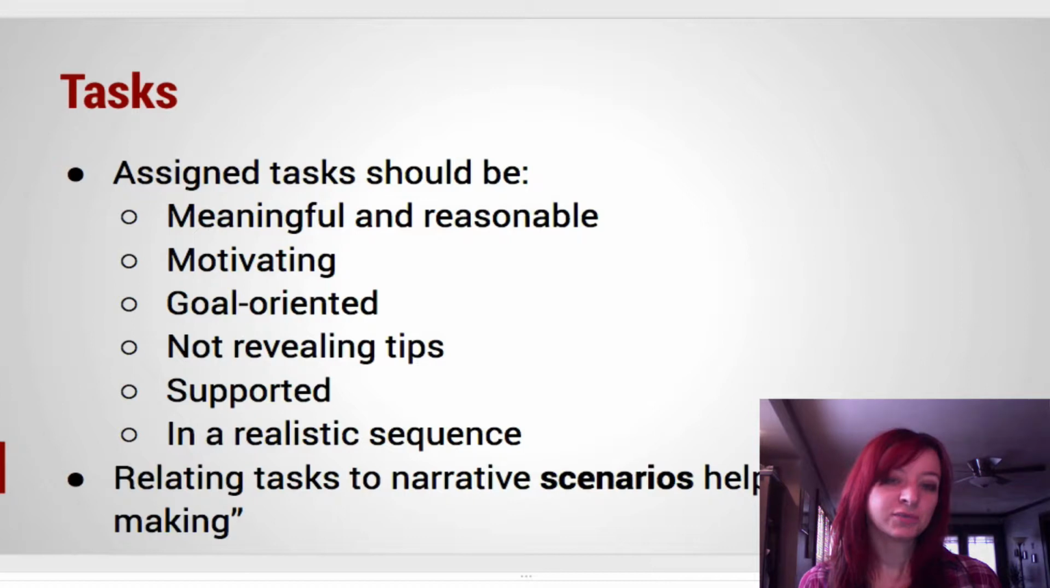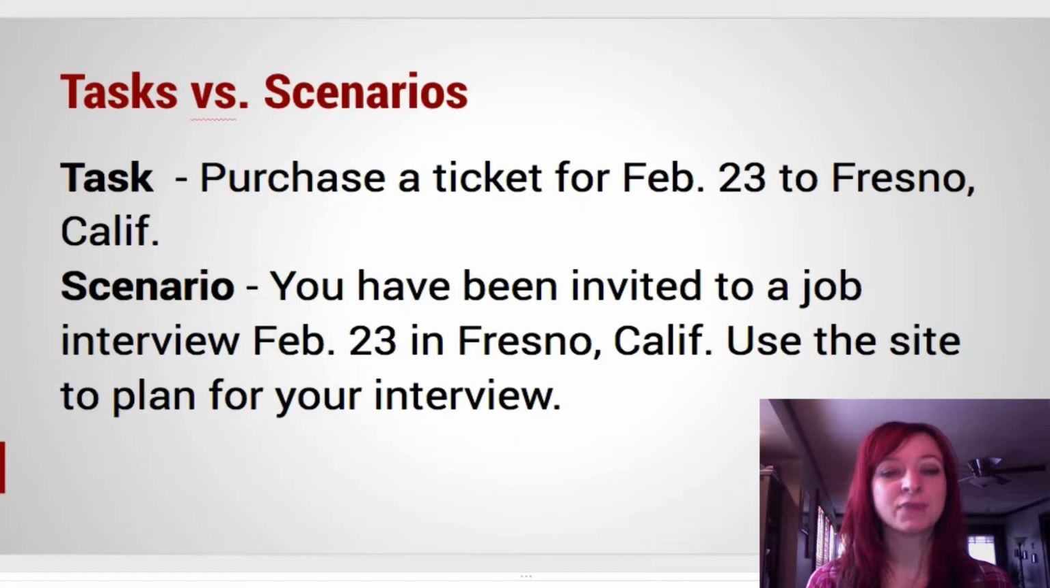One thing that you can do to aid in these task sessions is relate the tasks to narrative scenarios. Now, this is actually a different protocol. This would be a scenario-based test instead of a task-based test. But you can do this if you want to do a usability study, but tasks maybe would be confusing, or you're not quite sure what you want to test. You can create these narrative scenarios that help make sense of the site, and I'll give you an example.